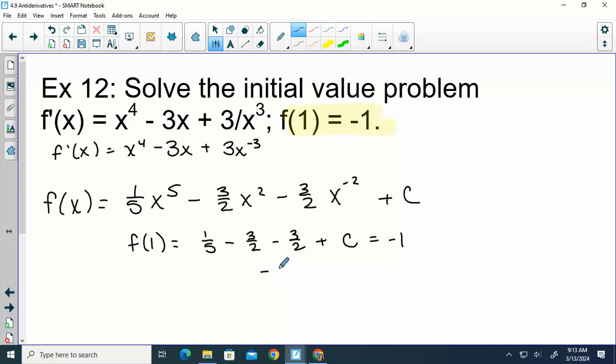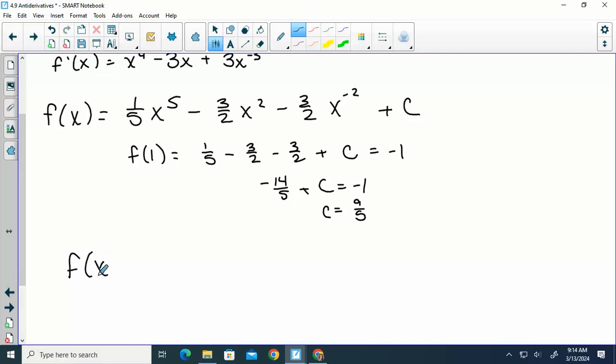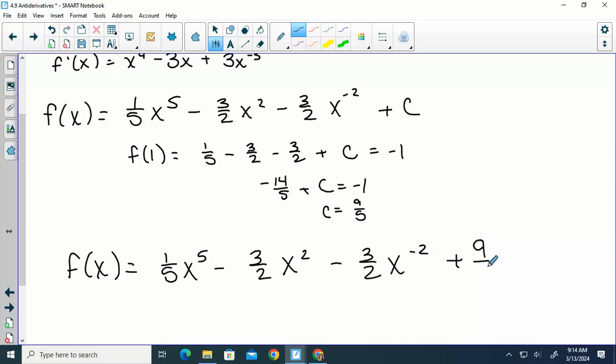Are you guys just waiting for me to do the math? Come on. You're a step ahead of me. And then if you add your 14/5 over, negative 5 over 5 plus 14 over 5 would be 9 over 5. So our final function, 1/5 x to the 5th minus 3 halves x squared minus 3 halves x to the negative 2 plus 9/5.